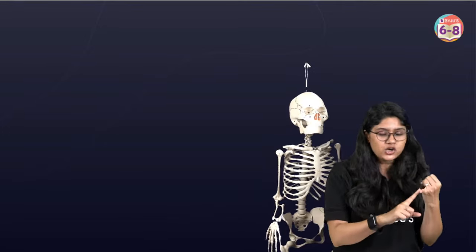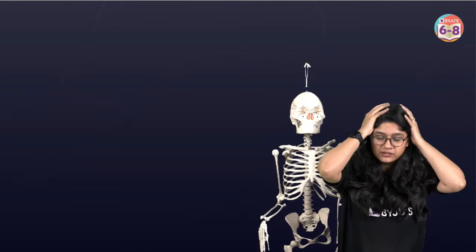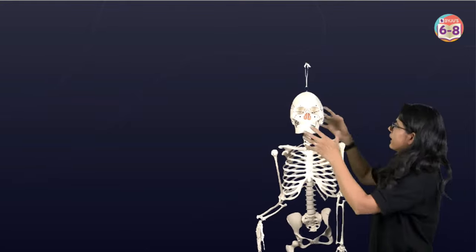So we have the hinge joint. We have discussed ball and socket. We have discussed the pivot joint. The one which is there in your textbook. And super important is something in your skull. Okay, look over here, right?